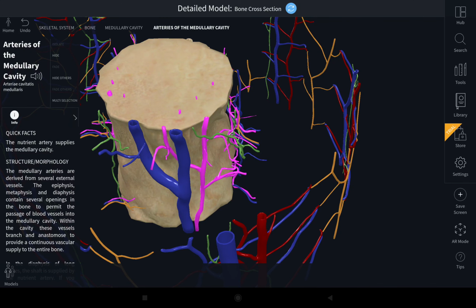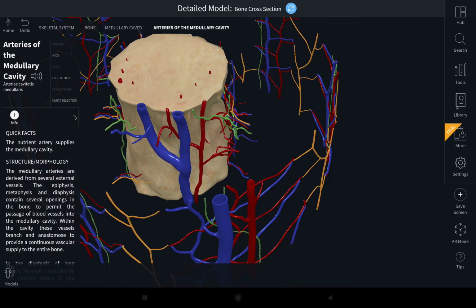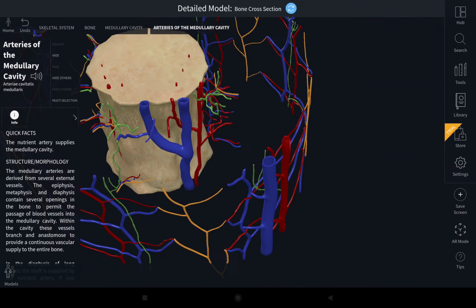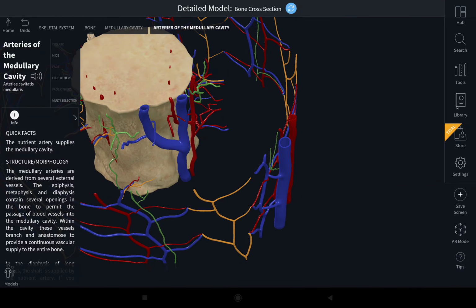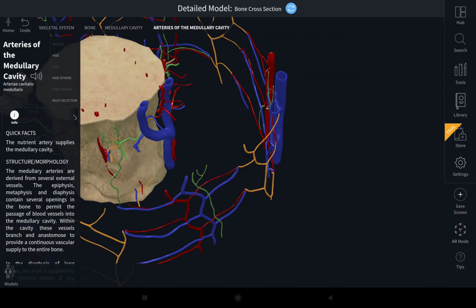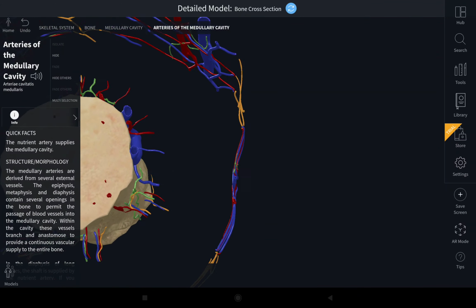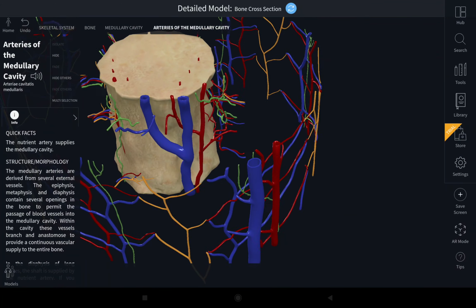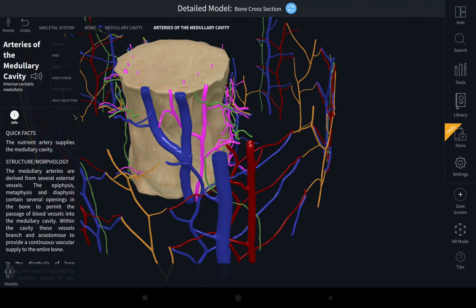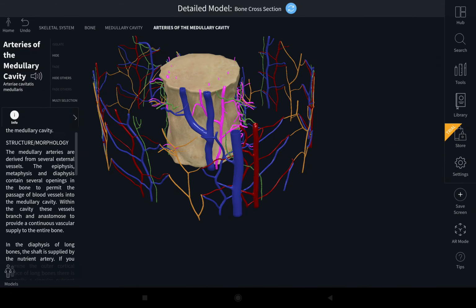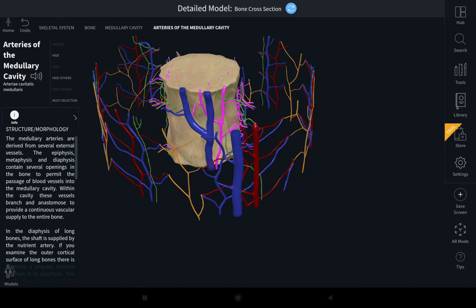The nutrient artery supplies the medullary cavity. Structure and morphology: the medullary arteries are derived from several external vessels. The epiphysis, metaphysis, and diaphysis contain several openings in the bone to permit the passage of blood vessels into the medullary cavity. Within the cavity, these vessels branch and anastomose to provide a continuous vascular supply to the entire bone.